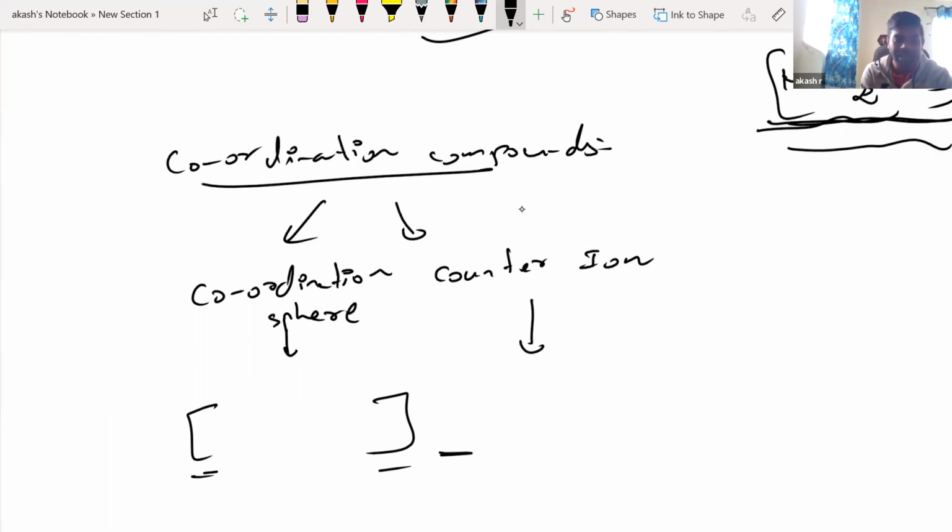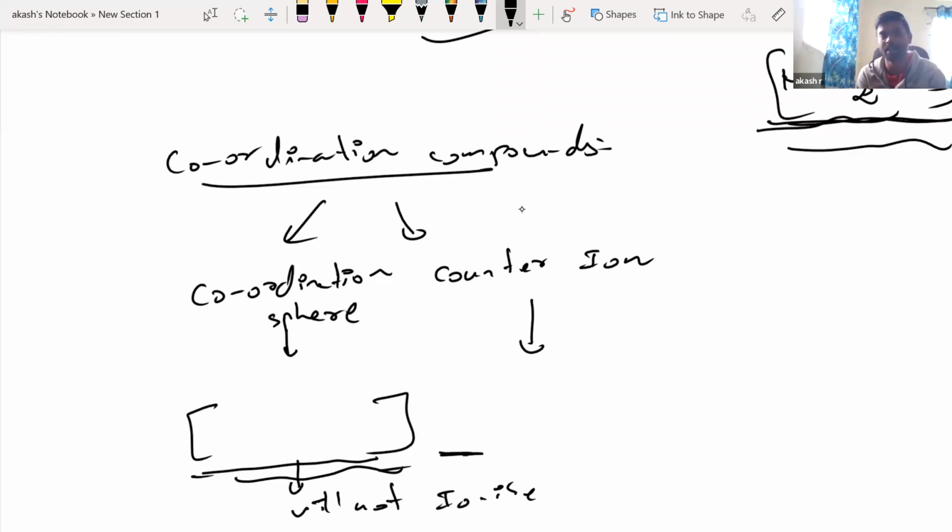Whatever is inside the coordination sphere will not ionize. That means if you have Mg2+ or something inside, it is not going to get ionized. If they ionize, they will ionize as the coordination sphere and the counter ion separately. That is how they will ionize. Whatever is inside the square brackets is called the coordination sphere, and whatever is outside the square bracket is called the counter ion. I hope that makes sense.